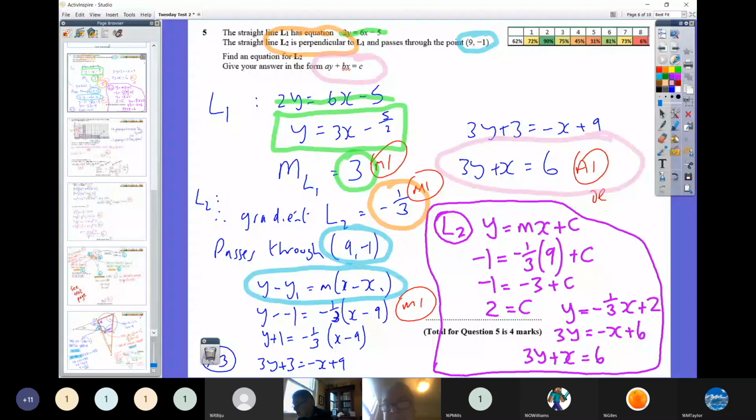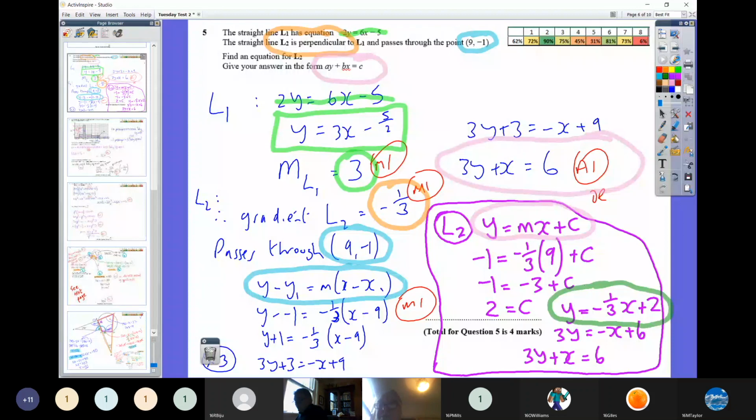So we know the coordinate is 9, minus 1, so y is minus 1, x is 9. That allows you to work out what c is, and then you just go back and have your formula that way. But as I said, having the form, if you concluded that the final answer was y equals minus a third x plus 2, you haven't answered the question right and you lost the mark.